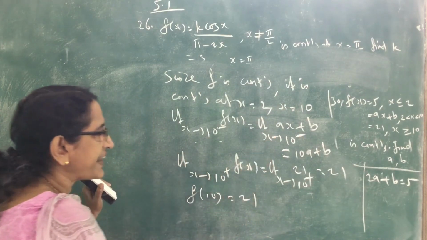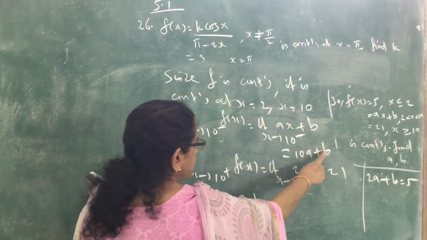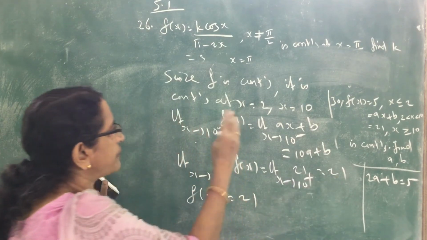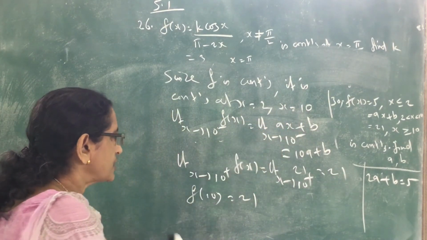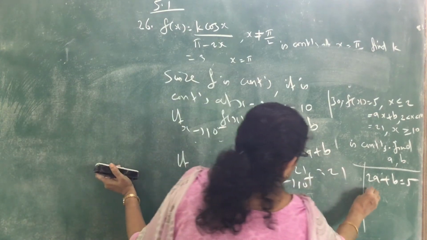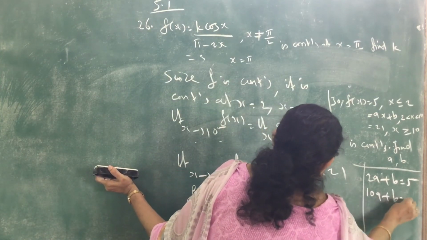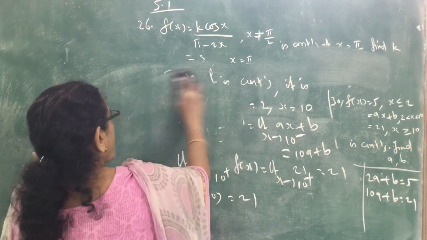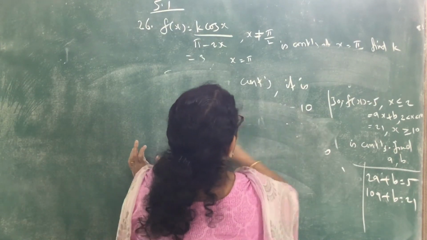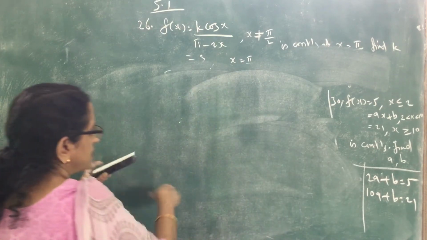So these three are equal. So we get 10a plus b equal to 21. Since the function is continuous at x equal to 10, these three are equal. Now solving this, we can find a and b. So we got two equations.